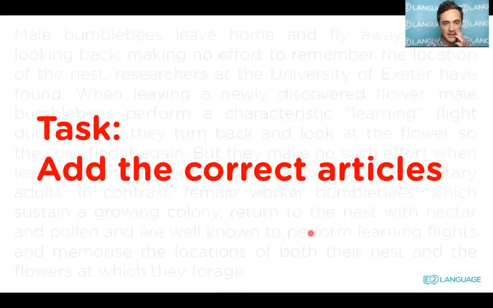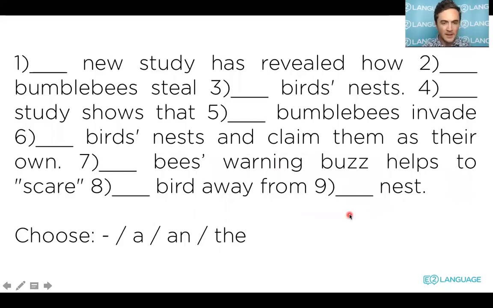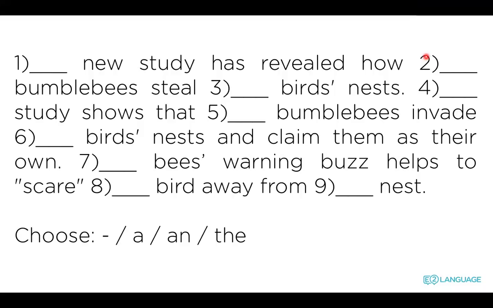Cool. Now I've got some tasks for you to do to really solidify your understanding. I want you to add the correct articles, okay? I'll give you 1 minute for this one and we'll check our answers at the end. Your time starts now. This, by the way, means no article. The little dash means no article. So you've got 4 to choose from.